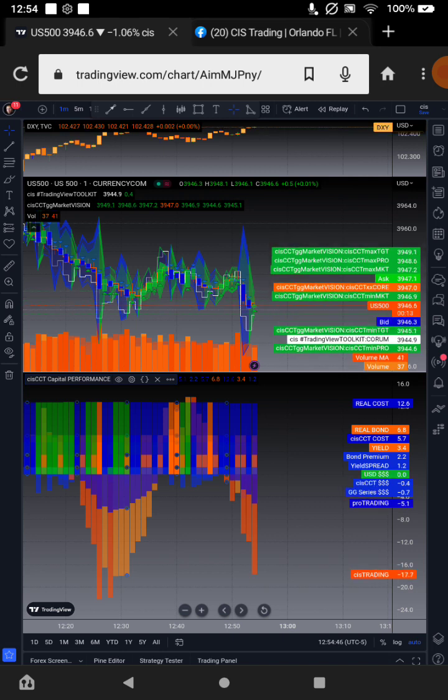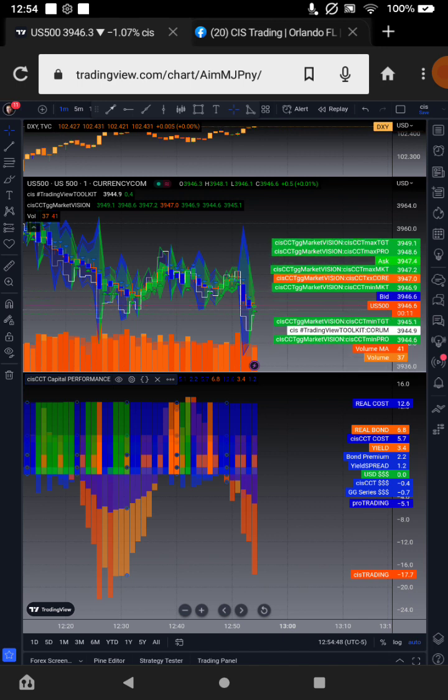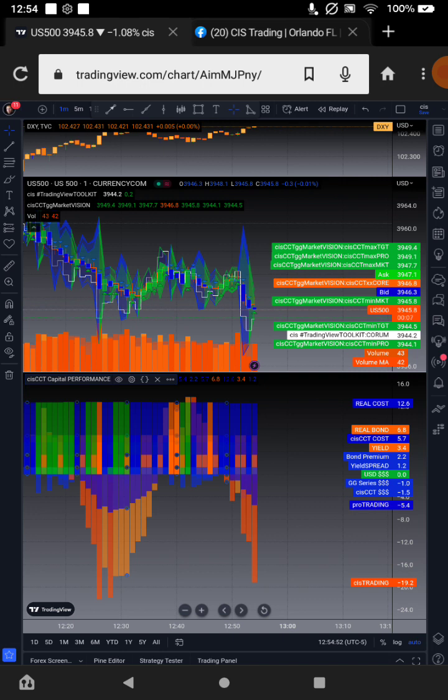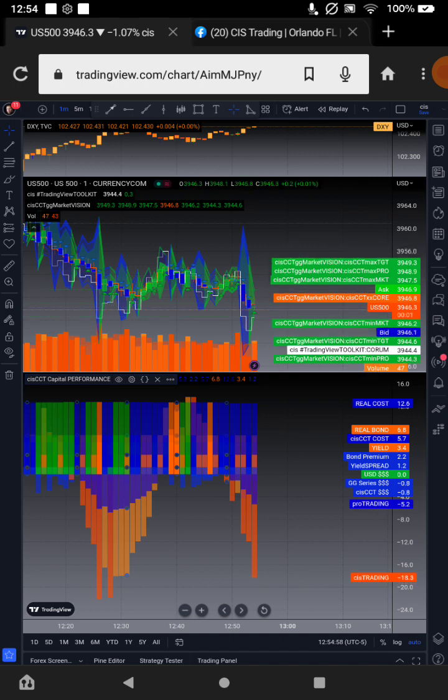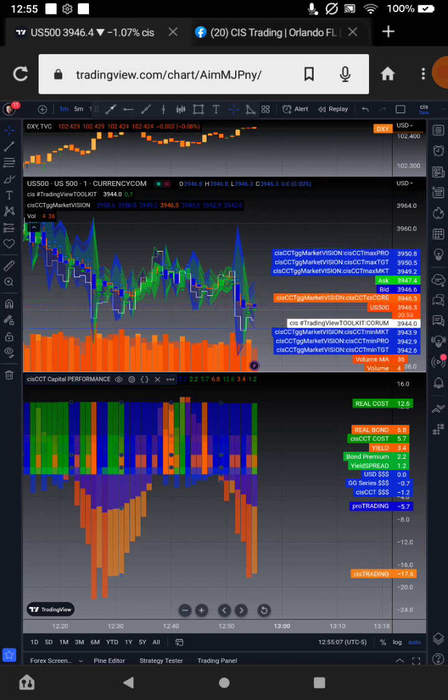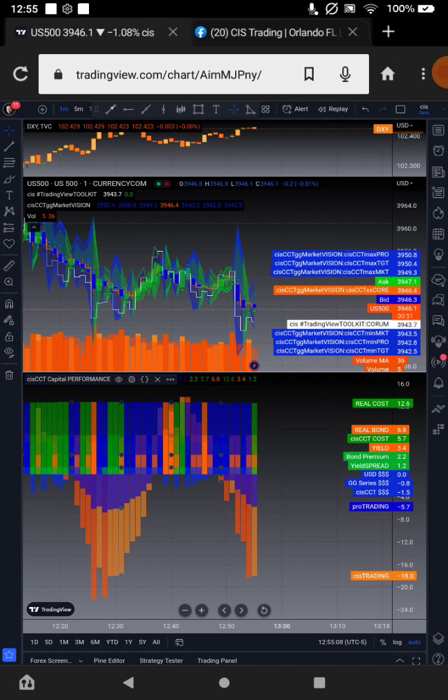It's about 1/10 the normal exchange volume on the 1 minute chart, based on the history of the S&P 500. The pro trading levels, the CIS CCT, the GG series, and the net CIS trading levels are algorithmic levels for the actual underlying relative to that overall yield curve.